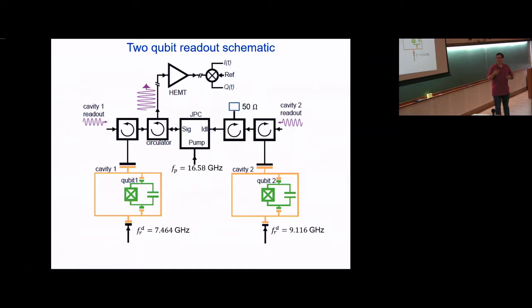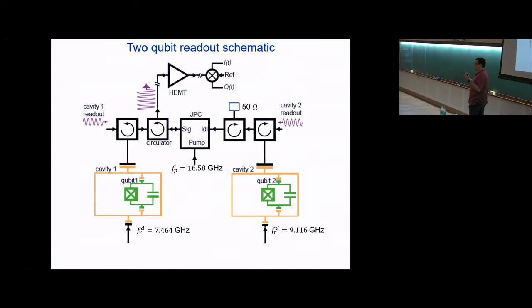They're different frequencies. The interesting thing about the JPC is that I'm pumping at the sum of these two frequencies. One of the interesting properties of this amplifier is that when I send in 9 gigahertz light on this side, it will get reflected as 9 gigahertz light. That's fine. We're just going to throw that away. But it'll also get transmitted and come out as 7.5 gigahertz light. So this two-mode squeezing operation of the amplifier is interesting because it squeezes light from two different ports, but it also squeezes light from two different frequencies.